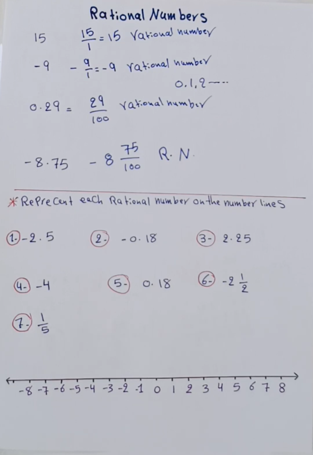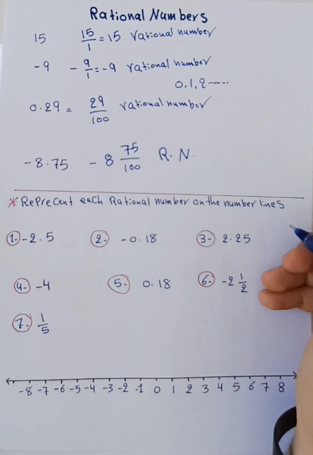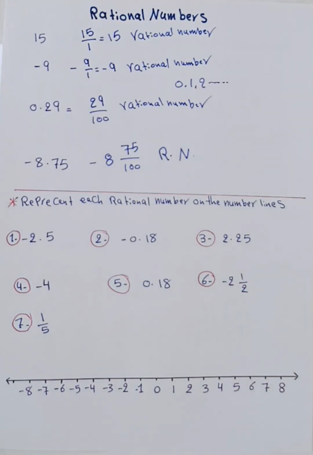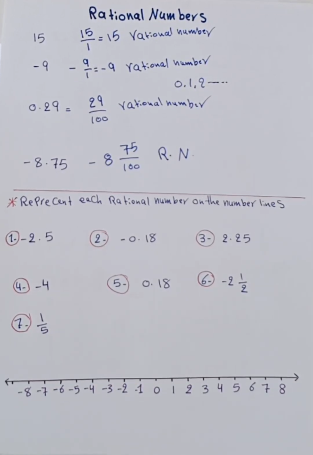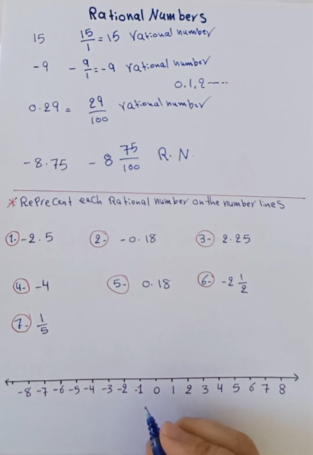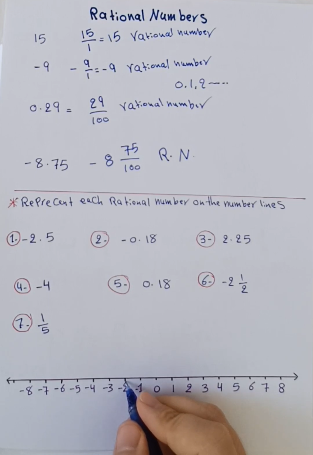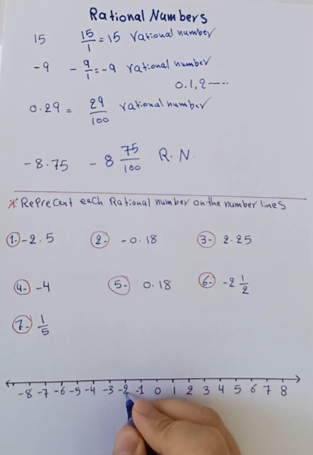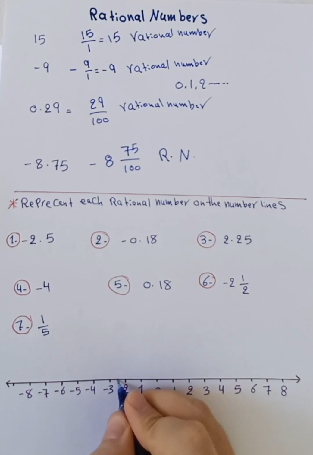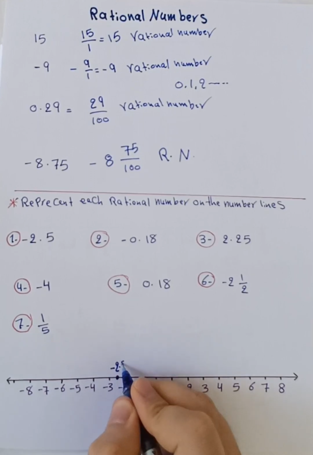After that, the second part of this lesson: how to represent each rational number on the number line. So we have negative 2.5. Negative 2.5, this point is negative 2, and negative 2.5 should be here. This point is negative 2.5.